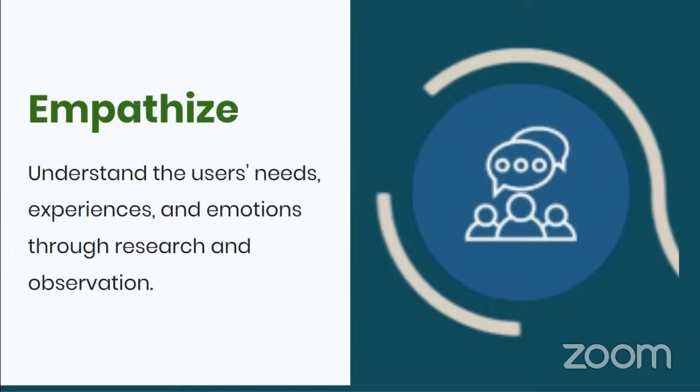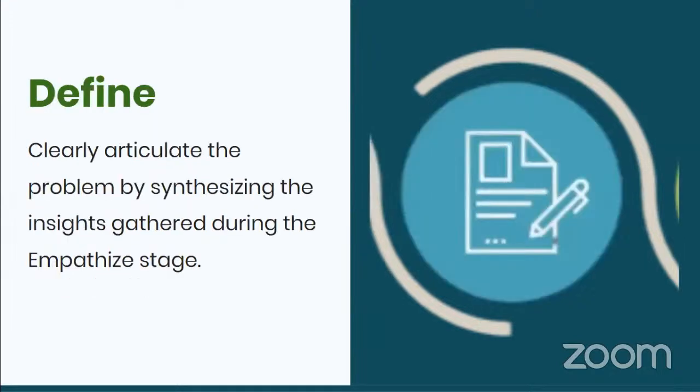Do you understand? Then secondly, this is just like a cyclic process, though we'll get to that. The next step now is defining. You clearly articulate the problem by synthesizing insights gathered during the empathy stage, because by defining now, you already understand the exact problem of this person. Is he looking tired because he's hungry? Is he looking tired because he has not eaten for a while? Is he looking tired because he does not have money? All of this can cause somebody to look tired. I hope you know if someone doesn't have money, he can look tired.